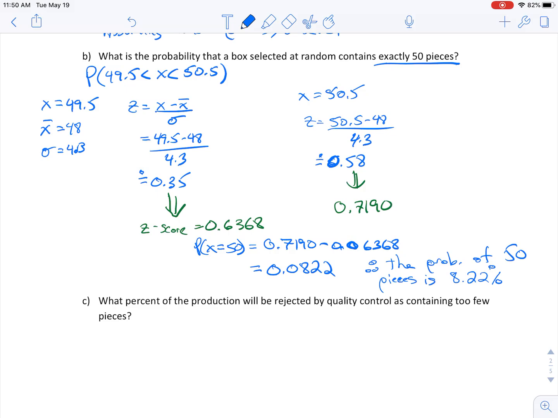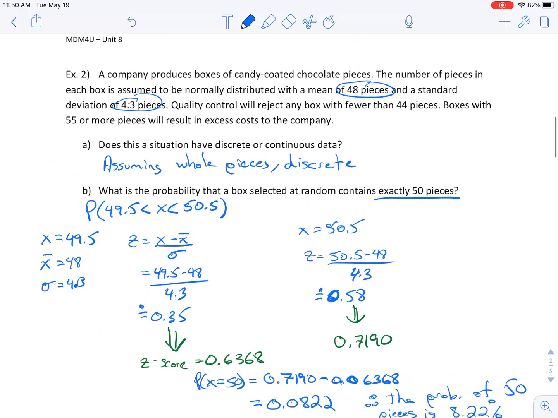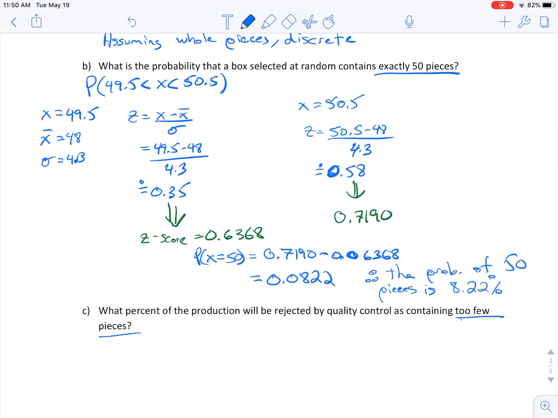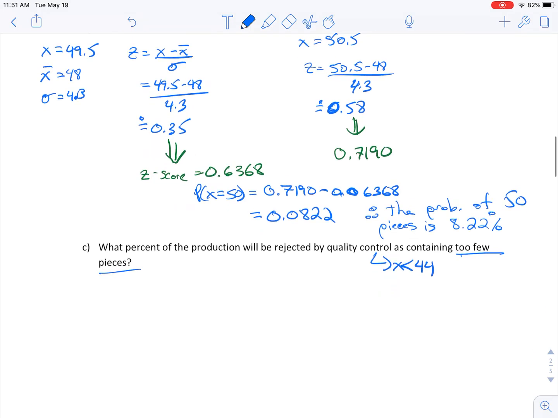The next one says, what percent of the production will be rejected by quality control as containing too few pieces? So if we go back to the question, that's this part here. The quality control will reject any box fewer than 44. So anything below 44. So fewer than means less than. So we don't include 44. Because of that, this becomes x is less than 43.5. And again, because it's discrete.